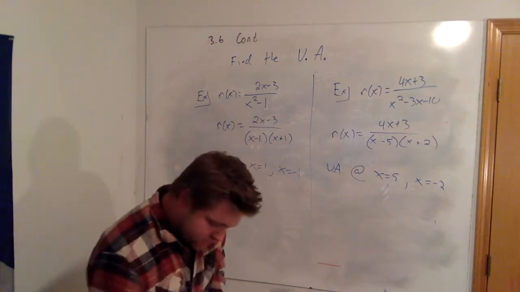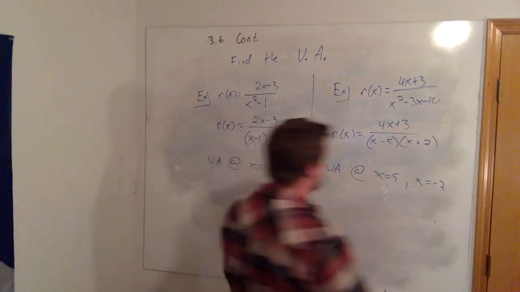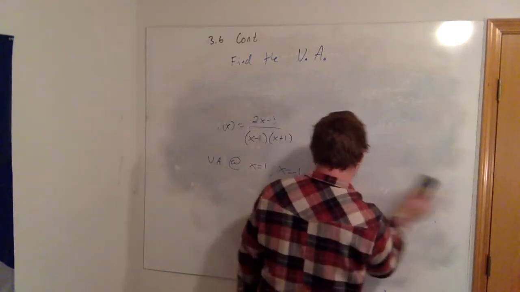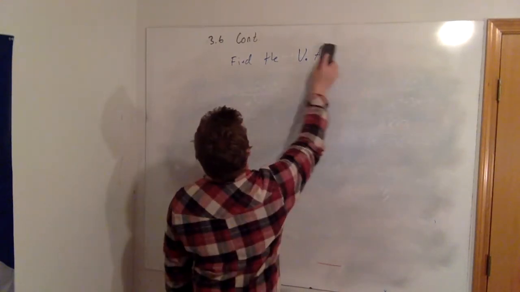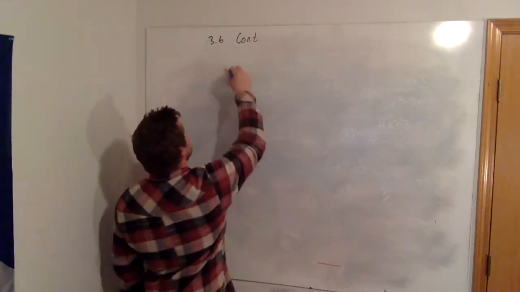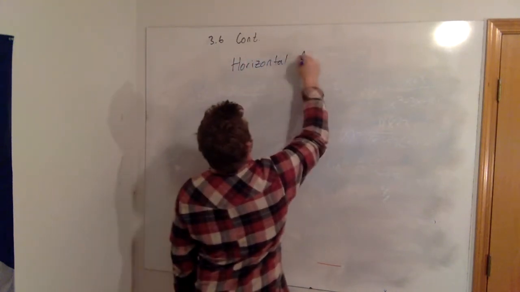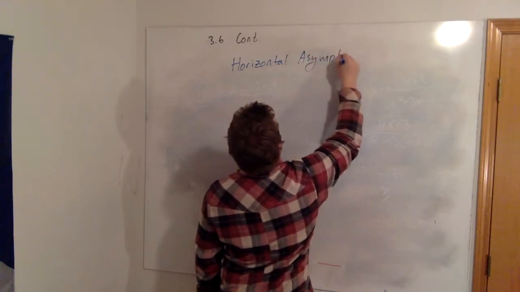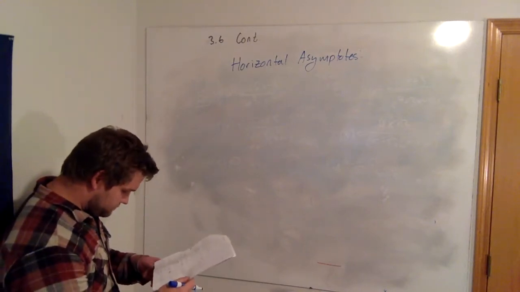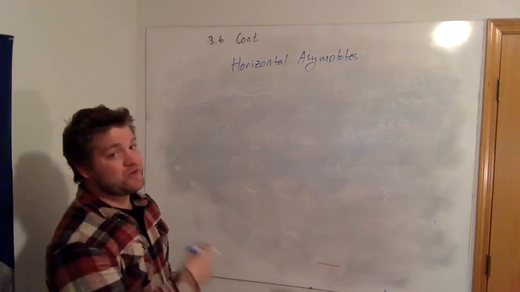Okay. Let's go on and try to find horizontal asymptotes. That's our next job here. Let's do horizontal asymptotes. There are going to be kind of 3 cases that we'll examine. But first, let's think about how we are going to look for them.